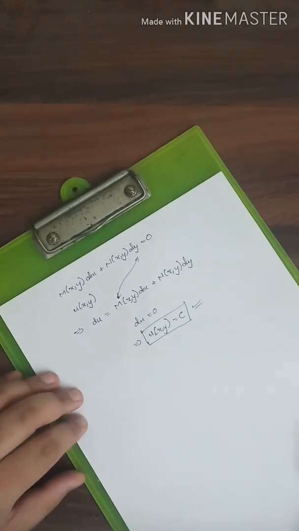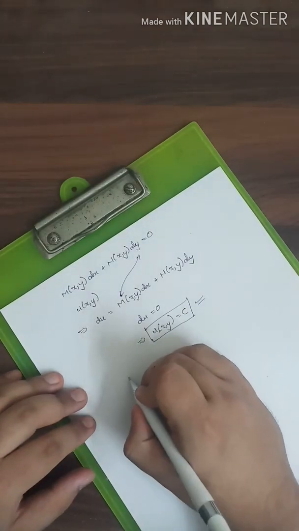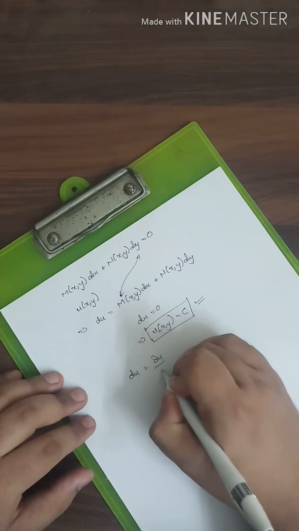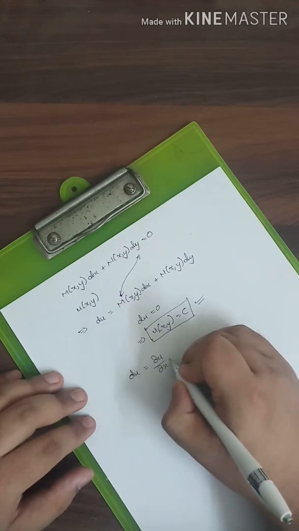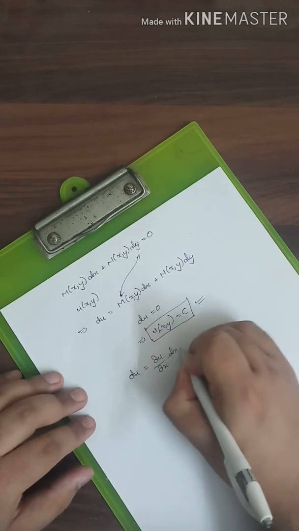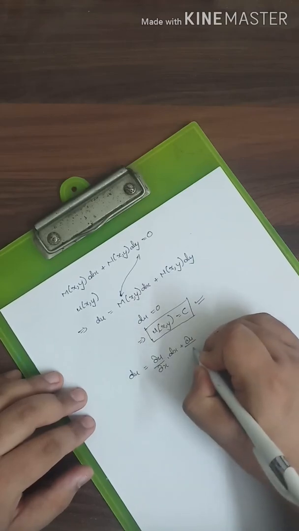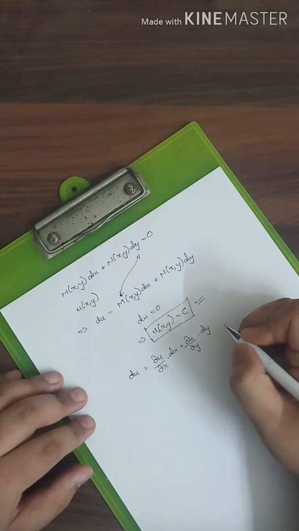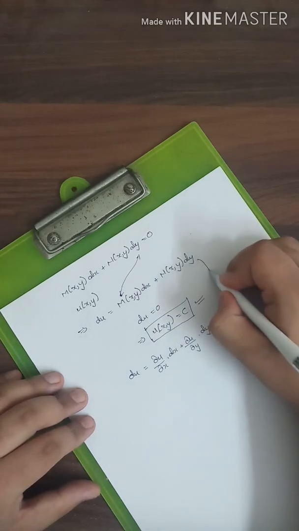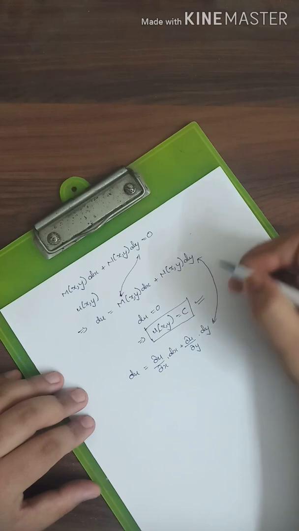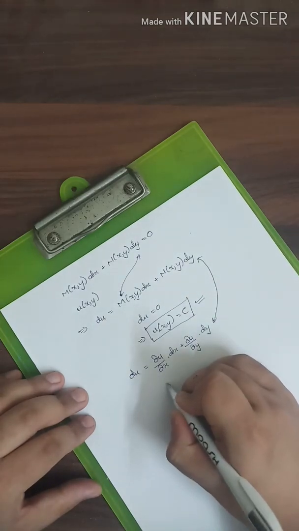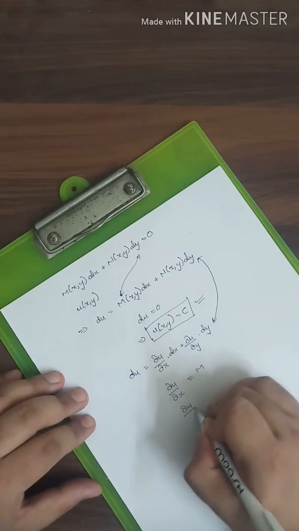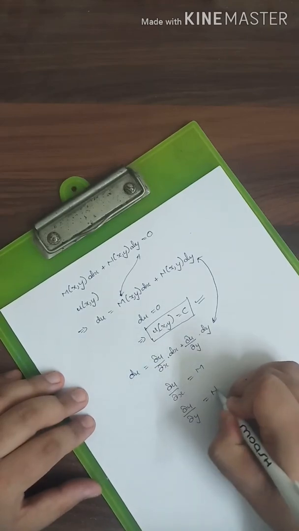Another thing we see is that du could also be written as partial u by partial x dx plus partial u by partial y dy. Comparing these two, we get partial u by partial x is equal to M, and partial u by partial y is equal to N.